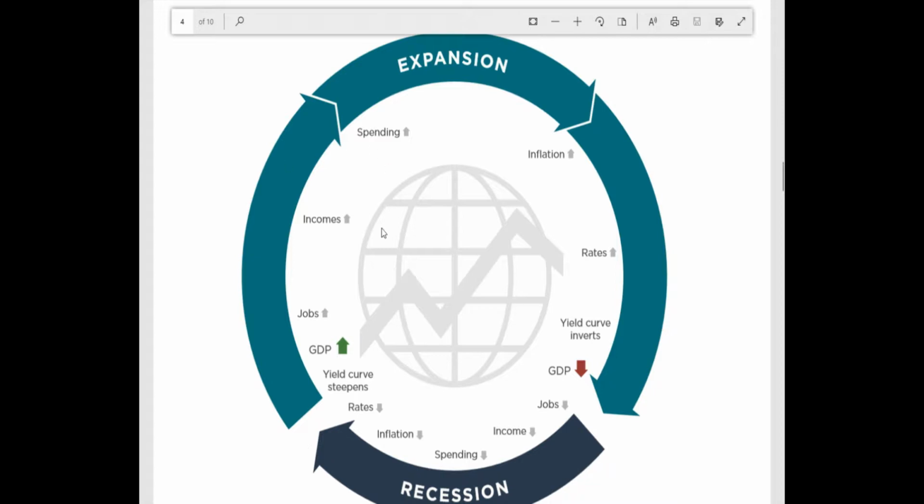Then you go back through the cycle. In order to get people to start buying things again, like houses, cars, computers, and to invest in companies, the Fed reduces the interest rate, which makes buying things much cheaper on credit. And then you just repeat the cycle over and over again.